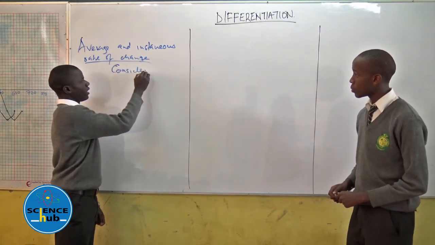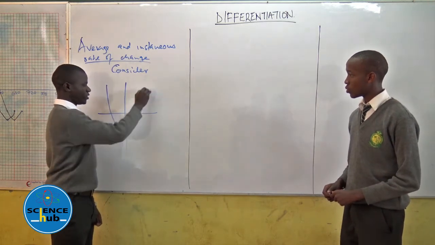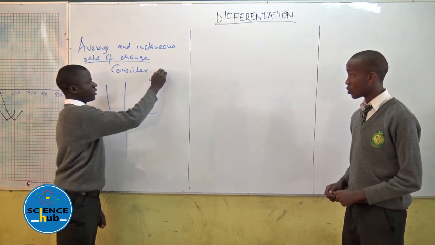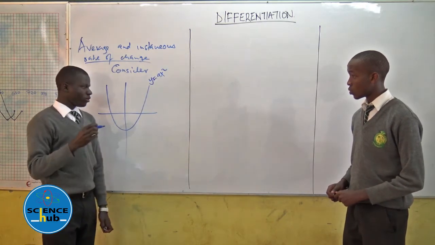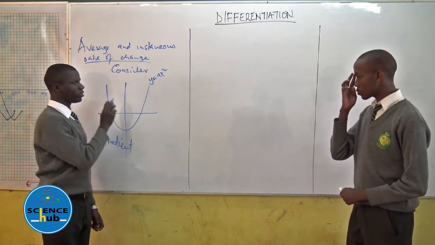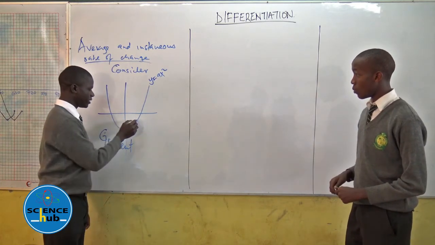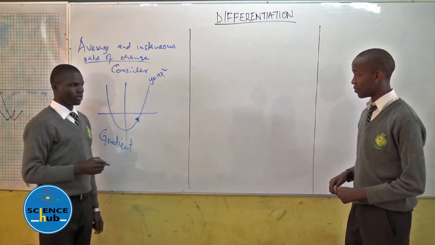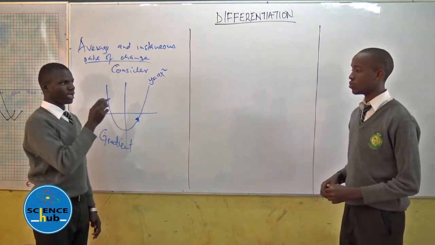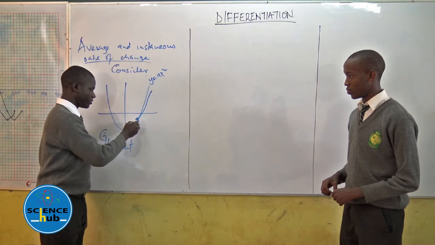consider a sketch, and this is our sketch of y equals mx squared. Finding the gradient of this curve. Finding the gradient of the curve, you will pick a point, for example, this is here. After picking a point, you will draw a tangent to that point, passing through the point.